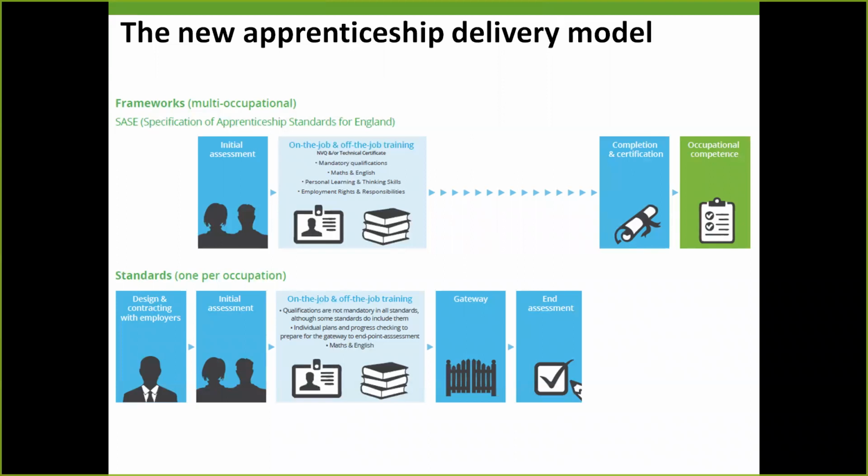So we have to take the standard, the skills, knowledge and behaviour of the standard, and then let's just overlay those really good things that we already do on the equality, diversity, British values, prevent side, as well as the maths and English, and layer those over the top.